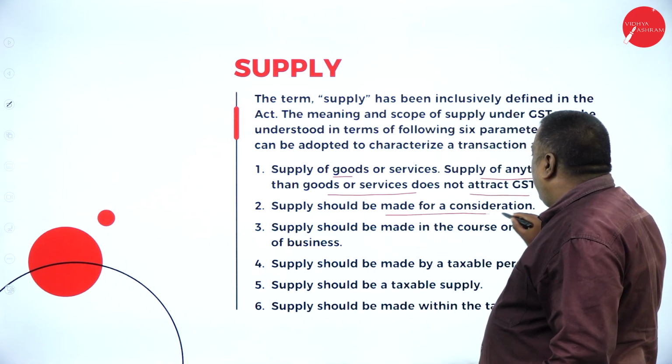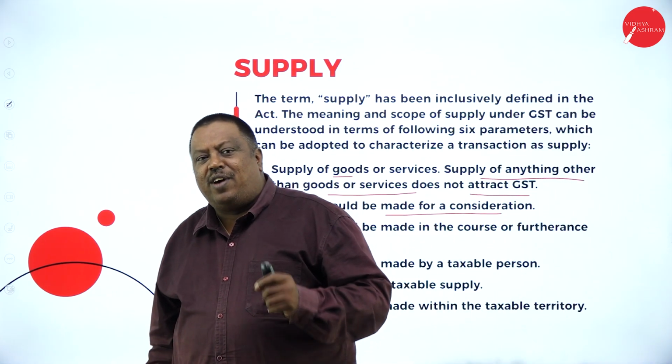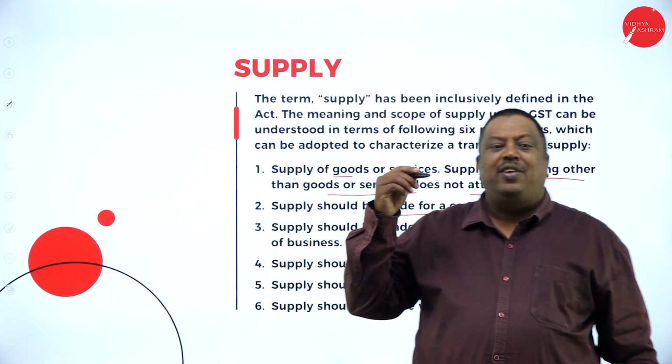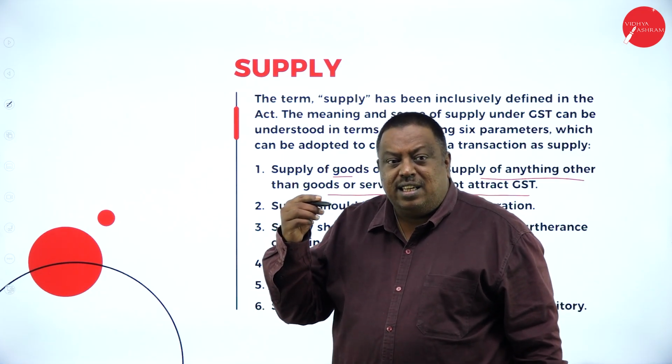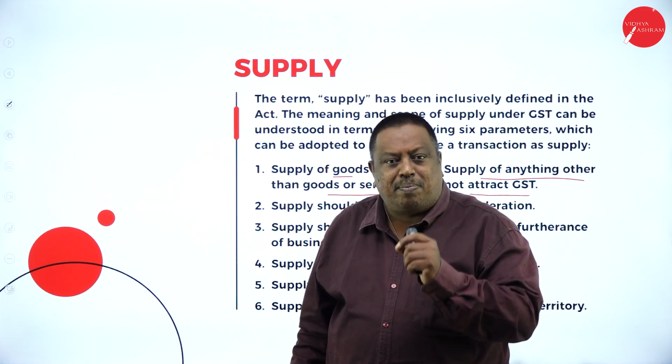Supply should be made for a consideration. They're saying that whenever goods are transferred from one place to another, they have to receive a certain amount of benefit for the supply or the services they give. So if it is made for a price or amount, then it is considered a supply.